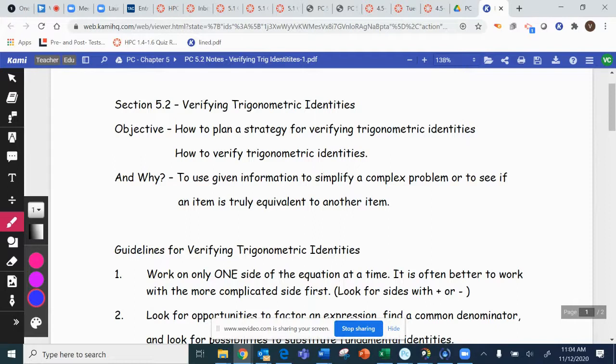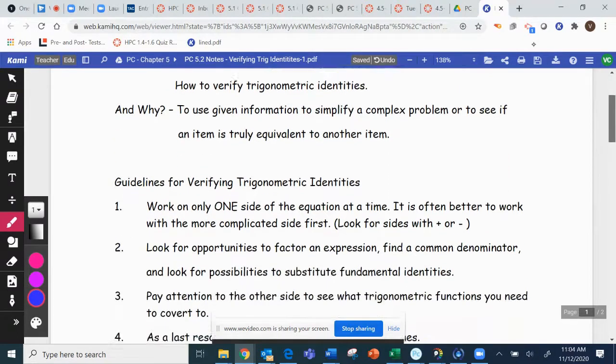We are going to have to show every single step that we do. What we don't have to do is put a reason. We just have to show every single step. So this is like a proof. It's like justifying your answer with work. So we're going to be doing what's called verifying trigonometric identities.